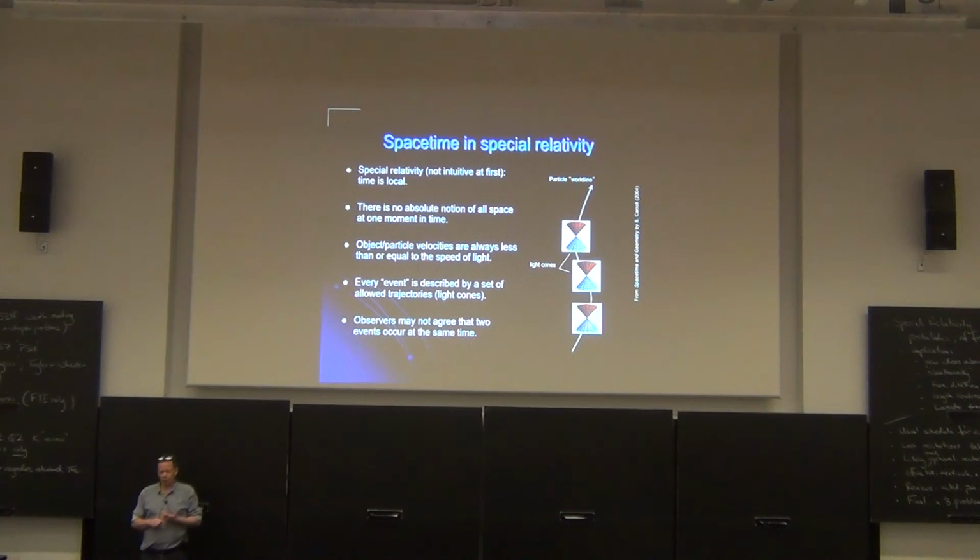And very much the same point, but said in different words, is the idea that there's really no absolute notion of all space at one moment in time. This is something that I still am wedded to, the idea that I can think of all space at one time, but it's just not the correct way of looking at things. Somehow we need to factor in some of the different aspects of relativity.